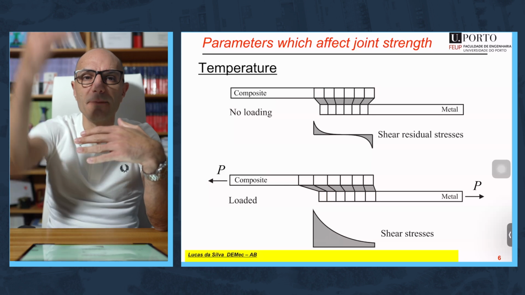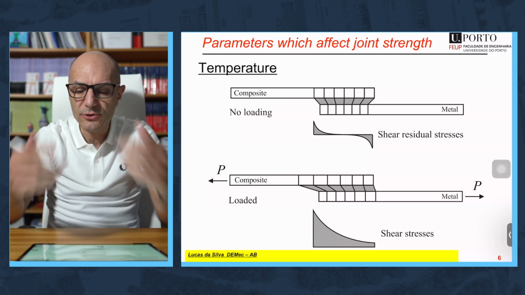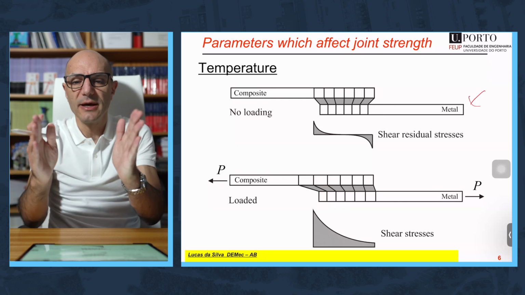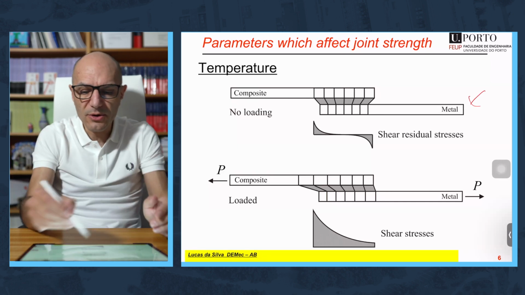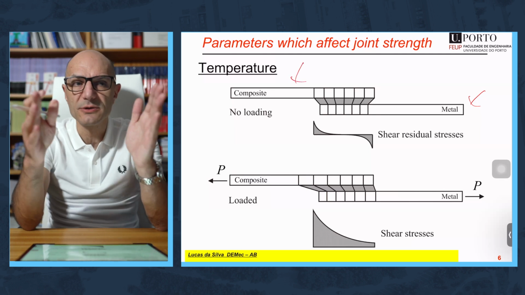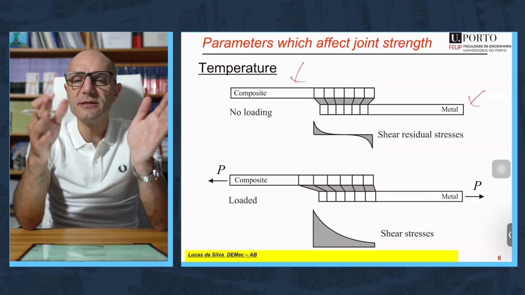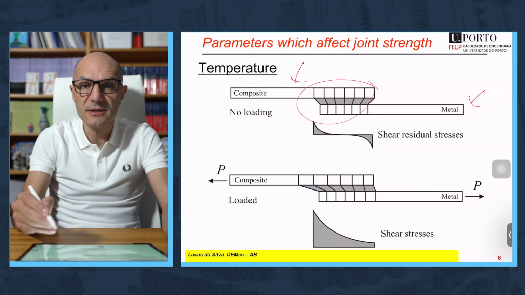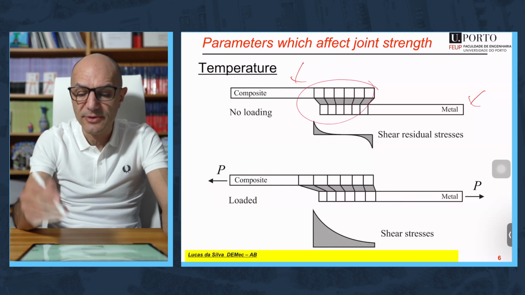Imagine you heat them to high temperature and then you cool down. When you cool down, the metal will change and the dimension will be shorter. The composite doesn't change because the composite has a nearly zero coefficient of thermal expansion, and this will strain the adhesive. Just the change of temperature will strain the adhesive.